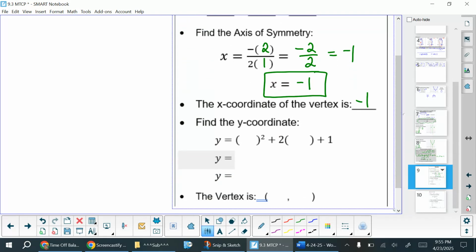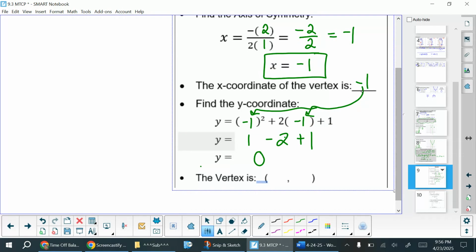So to find the y-coordinate, I'm going to take this negative 1 and plug it in everywhere I saw an x in the original equation. Negative 1, negative 1. I'm going to simplify this by hand. We have access to a graphing calculator or a scientific calculator. If you're using a calculator, those parentheses are important. So negative 1 squared means I'm taking negative 1 times negative 1, which is a positive 1 because a negative times a negative is a positive. 2 times negative 1 is negative 2 and plus 1. And when we add those together, 1 minus 2 is negative 1 plus 1 is 0.